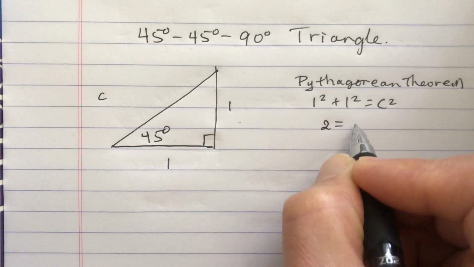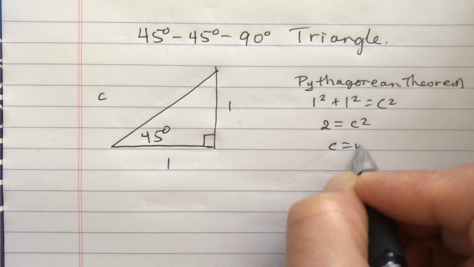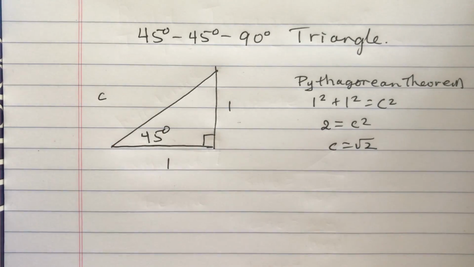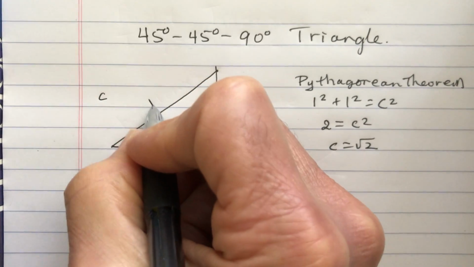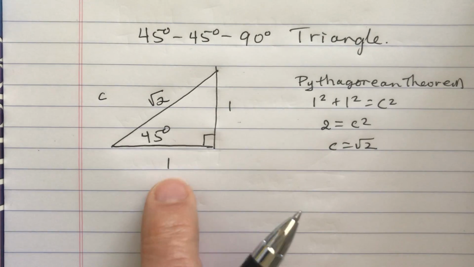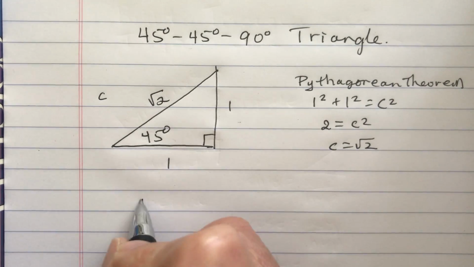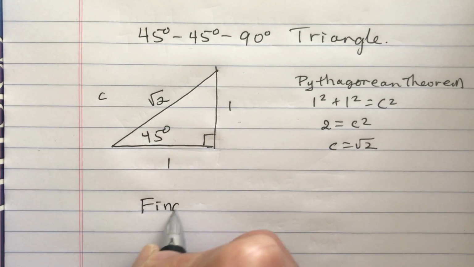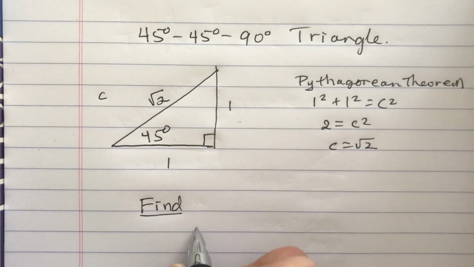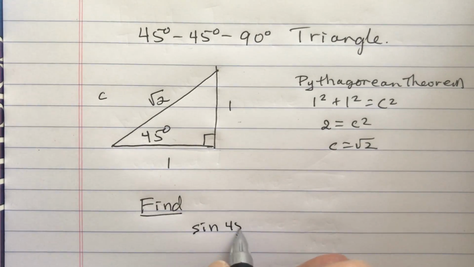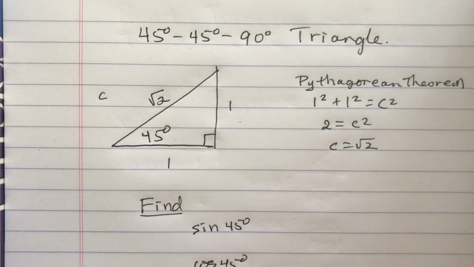So that gives 2 equals c squared. So c will equal the square root of 2. We won't do plus or minus because we're talking about length. So let's just write the square root of 2 there. And so from here, we can find sine 45 degrees, cosine 45 degrees, and tangent 45 degrees.